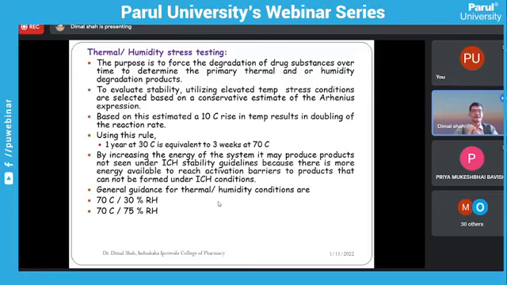The second type of study that we need to carry out is thermal stress testing. What is the effect of temperature and humidity on the nature of the sample, whether it gets degraded or not? Okay. So we normally should consider the Arrhenius expression. As per the Arrhenius expression, every 10-degree rise in temperature, the rate of reaction almost doubles. Okay, so if we use this rule, 1 year at 30 degrees Celsius is equivalent to 3 weeks at 70 degrees Celsius.